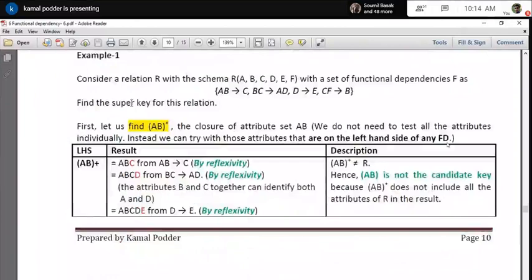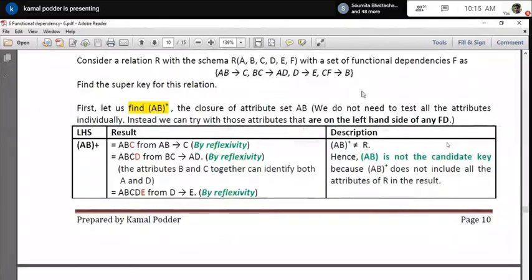Now consider another relation, say ABC, slightly complicated, a lot of attributes are there, and it is not a very simple relationship, there is more than one attribute in the left hand side. Now first let's start with AB and try to find out whether AB is a super key or not. What I will do is first find out AB plus, that means the closure of this set AB.